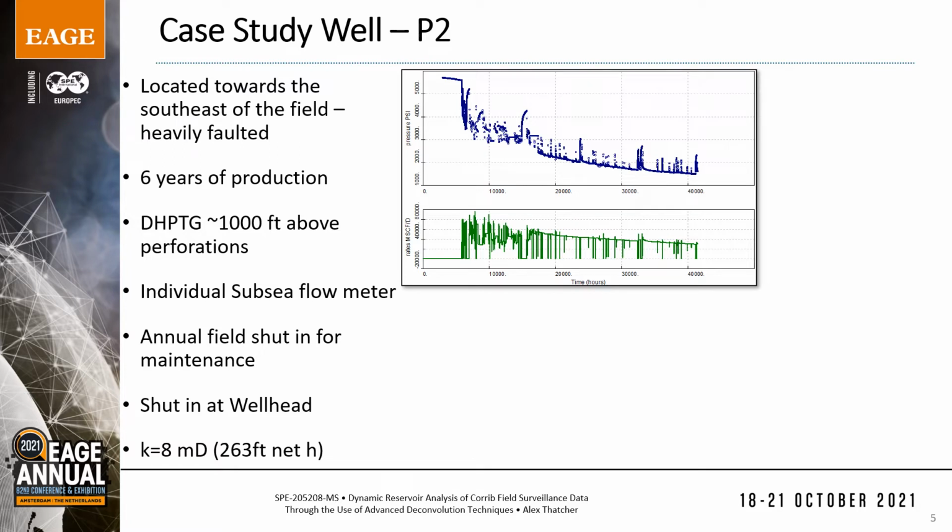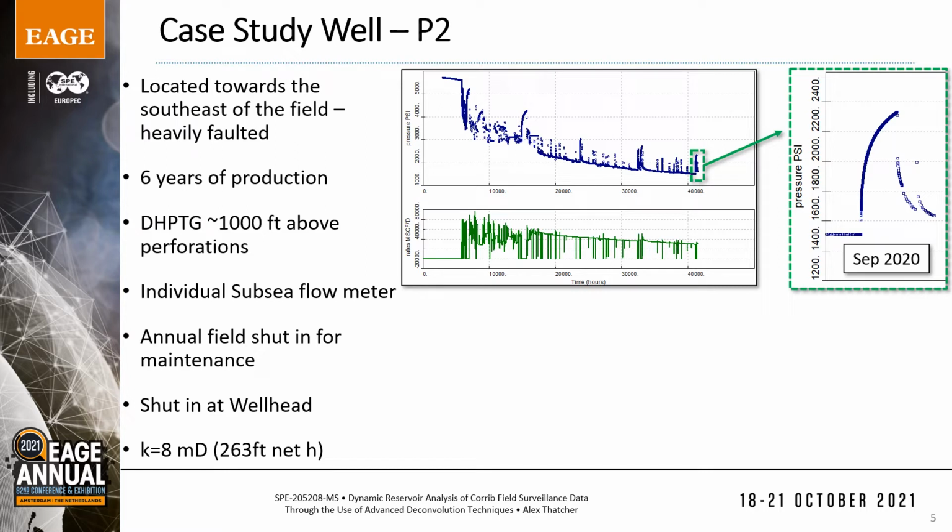P2 is located towards the southeast of the field, where it is heavily faulted as shown on the structure map earlier. We are dealing with 6 years of pressure and rate data. The downhole pressure and temperature gauge is located 1,000 feet above the perforations. The well rate is recorded by an individual subsea flow meter. An annual field shut-in for maintenance for around 5 days occurs every September, and during this PBU the well is shut in at the wellhead. Permeability is estimated at 8 millidarcies.